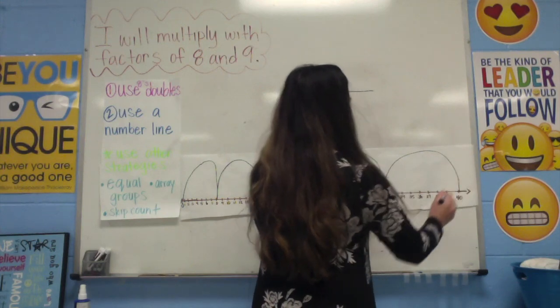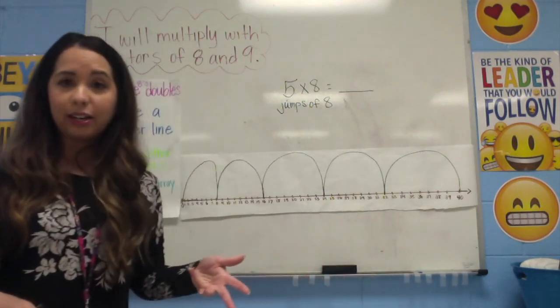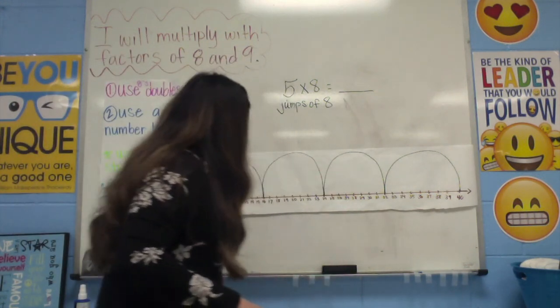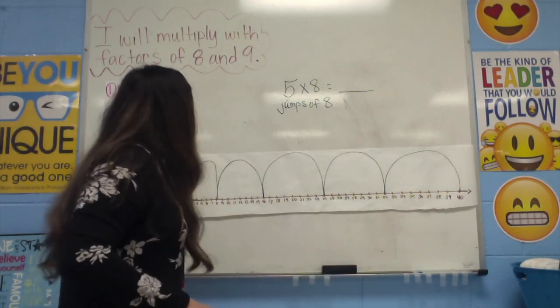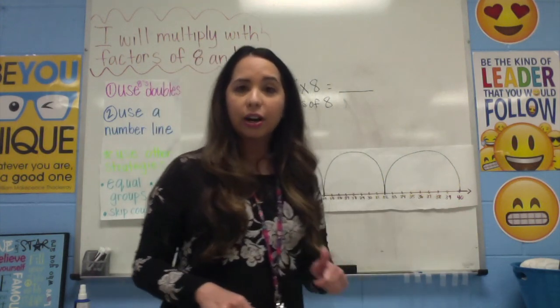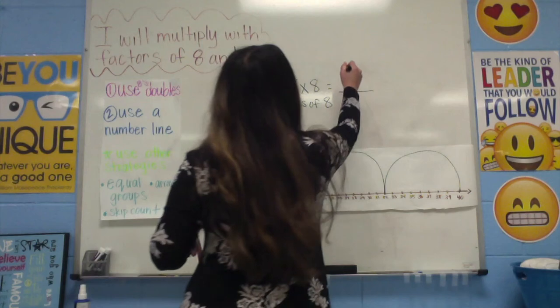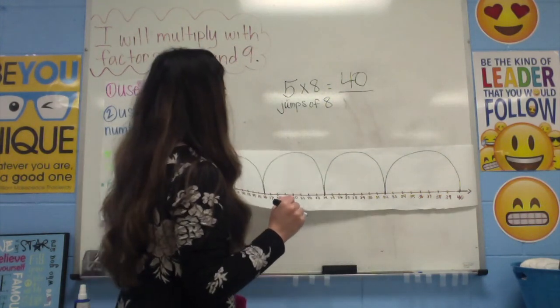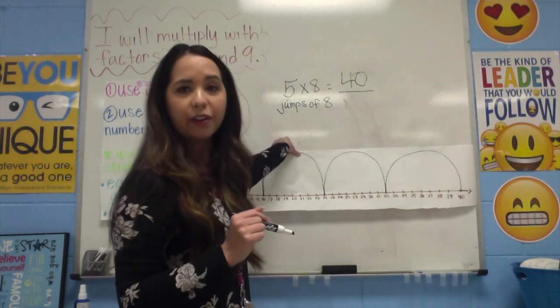Okay, notice there are 8 in each jump, and there are 1, 2, 3, 4, 5 jumps. I started at 0 and I ended at 40, so our product, our answer is 40. Okay, and that's just a little review on how you can use the number line when you're multiplying with factors of 8.